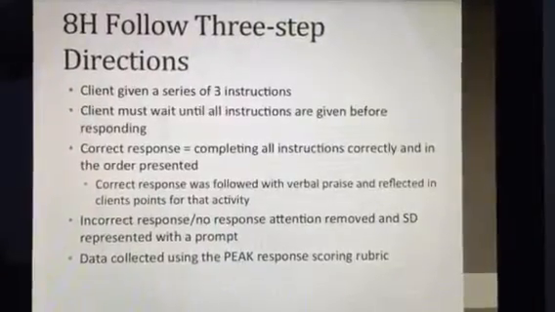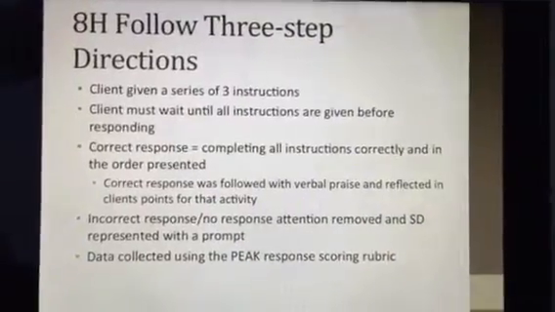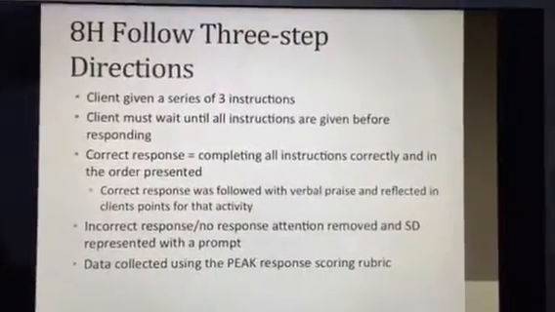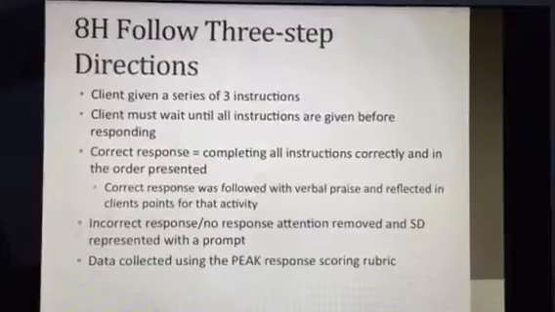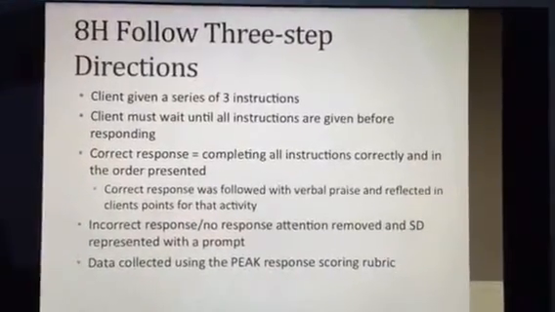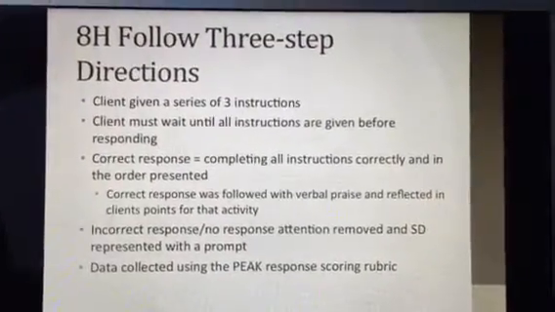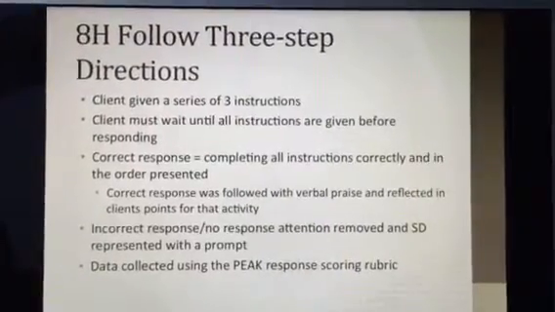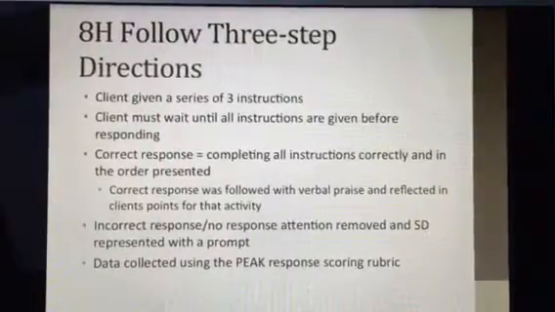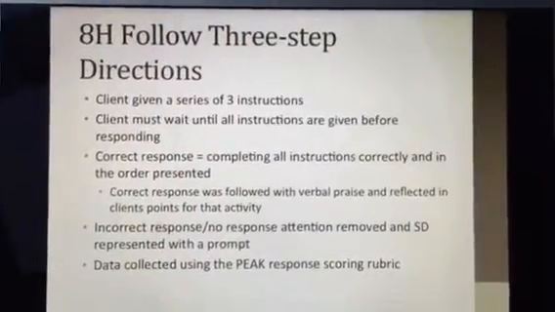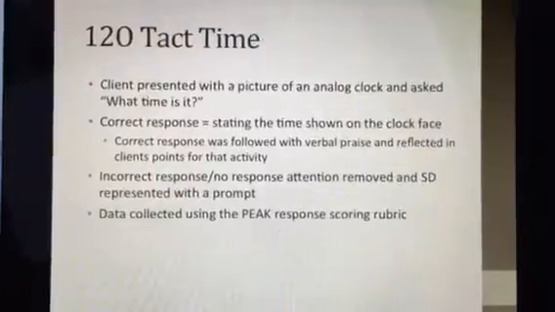For 3-step directions, the client was given a series of 3 instructions, and he had to wait until all instructions were given before responding. A correct response meant that he completed all instructions accurately and in the order they were given. This child works for points for each activity, so a correct response meant that he was given verbal praise, and it was also reflected in his point score. An incorrect response or no response meant that attention was removed and the SD was re-presented with a prompt, the least restrictive prompt that would help him get the correct answer. Data were collected using the PEAK response scoring rubric.